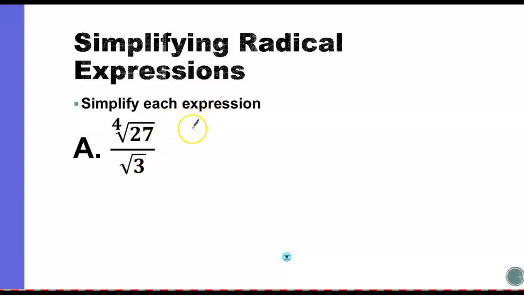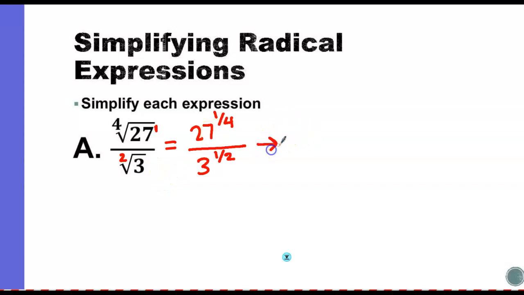So what we're going to do first is write it as rational exponents. So I'm going to rewrite this numerator as 27 to the power of 1 over 4. Remember, I got 1 over 4 because this is technically a 1 here, and then the 4 is my index. And let's rewrite this as 3 to the power of 1 over 2. Do not forget that your index right here is 2, but we just don't ever write that because it's implied.